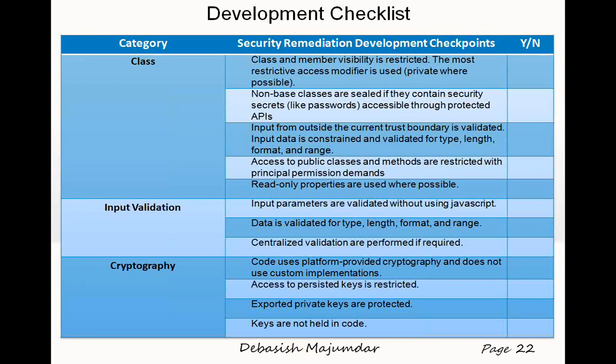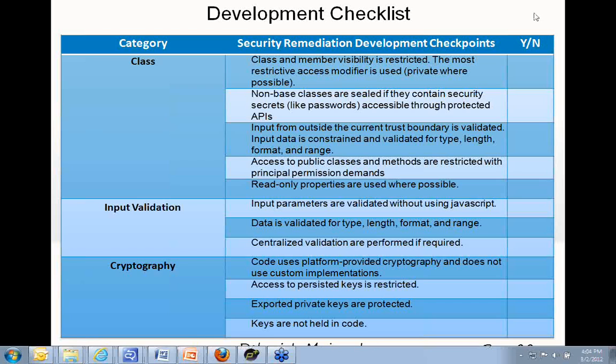Next, we talk about the development checklist, where I will be providing an example of some checklists which will be validated at the time of development. These are the checklists we will use. One category is class, and there is input validation on those. Then there are input parameters, and cryptography as well. This kind of typical checklist we have to prepare, and then we can follow up and run through it during the development phase when the code review goes on.